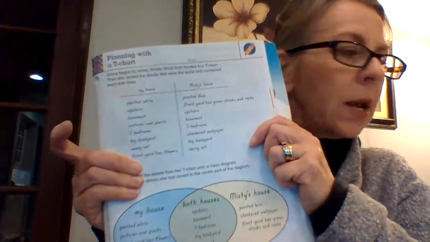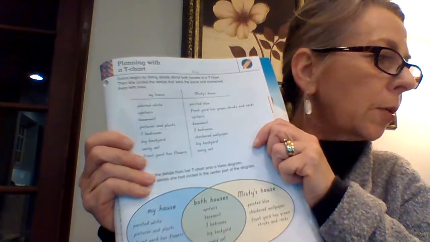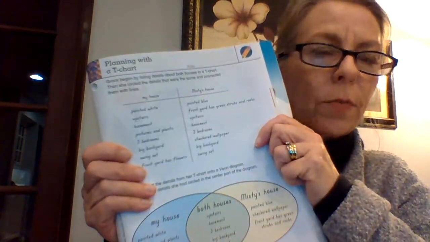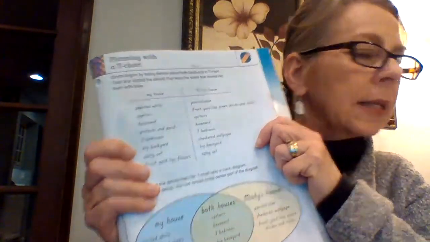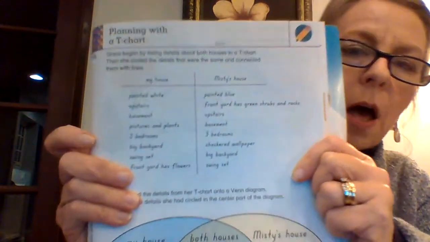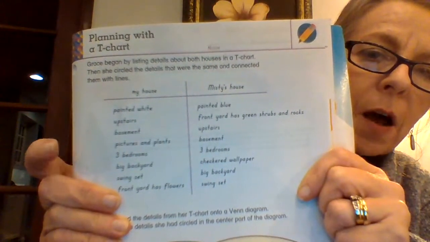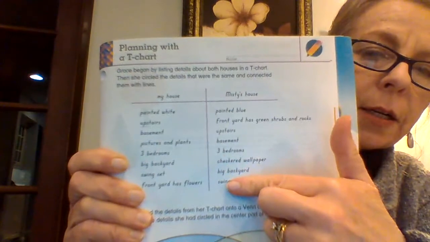Okay, so what Grace was able to do, and this is what I want you to do on your workbook right now, is circle all the things that they have in common. The details that were here, let's see if we can find them over here as well. Even if you didn't write the same exact words, but it has the same idea, let's circle those when you do yours on your T-chart.